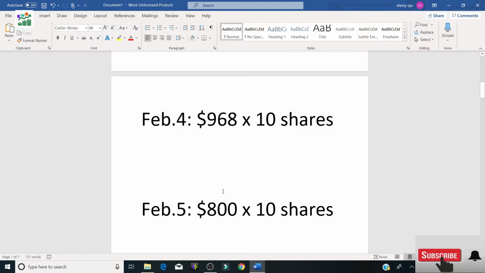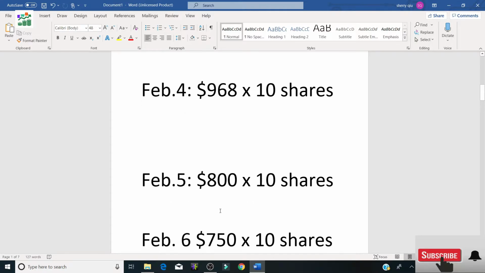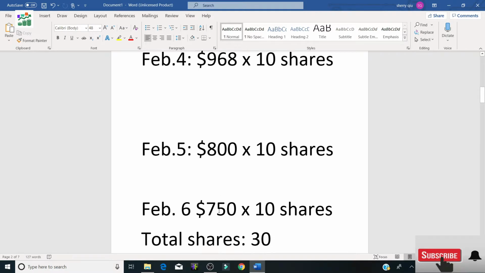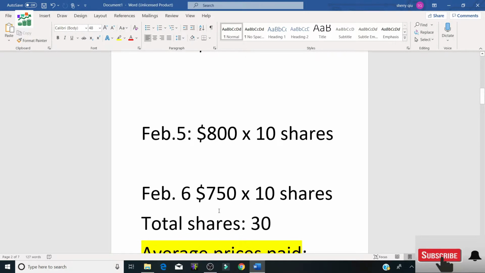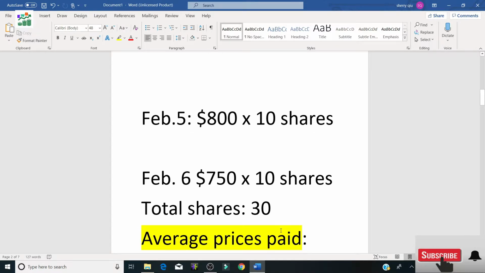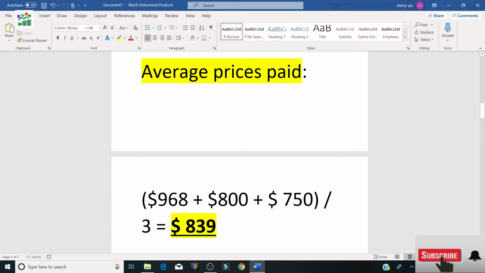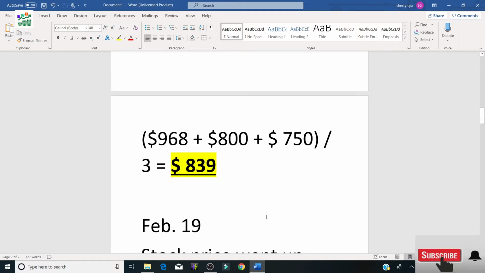On the second day, he purchased another 10 shares at $800 per share. And on the 6th, he purchased another 10 shares at $750 per share. So at this point in time, he had a total of 30 shares. The average price he paid was $839. So then he waited.